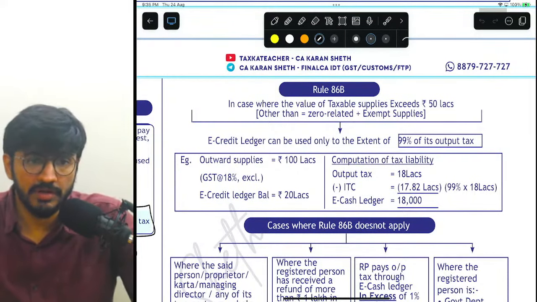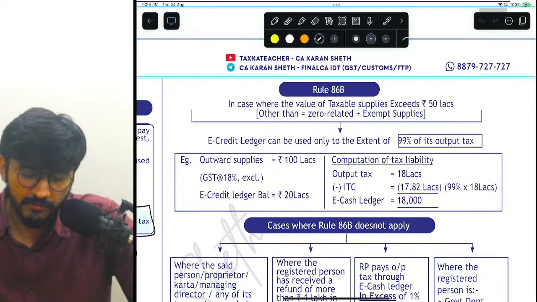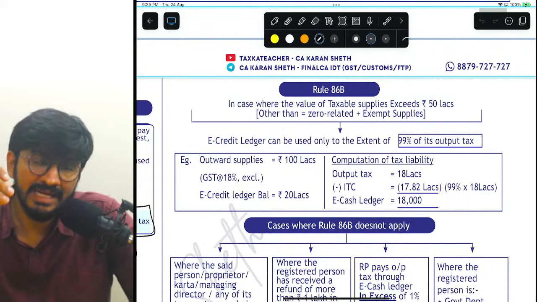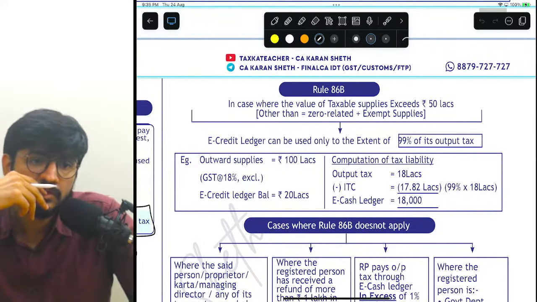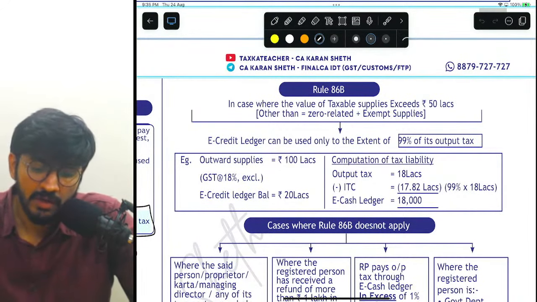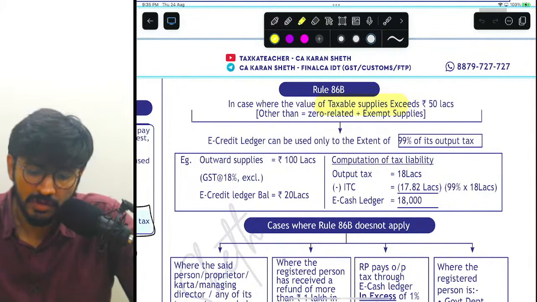There are two things involved here. One is that you have to check this in every month. So in every month, you have to check whether you have exceeded 50 lakhs or not. And what have you exceeded? Yes, you've exceeded taxable supplies or not.